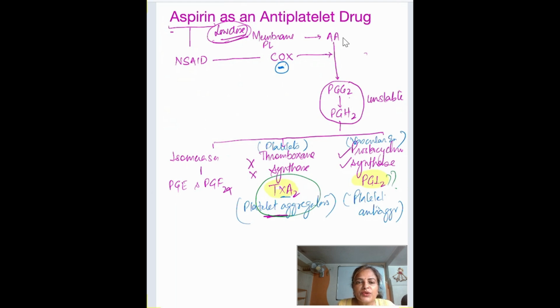And how is it going to inhibit it? It is going to cause acetylation. It acetylates the enzyme. It is going to cause the acetylation of this enzyme and inhibit it irreversibly.